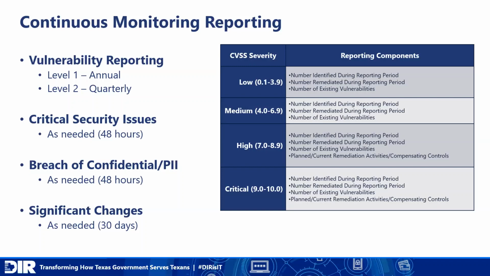Then, critical security issues. If the vendor identifies a significant security flaw within their product that could impact the CIA, confidentiality, integrity, availability, of a state of Texas system or data, they need to notify DIR within 48 hours of that discovery. And again, aligned with the existing breach notification requirements, the vendor needs to notify DIR within 48 hours of a breach of state of Texas confidential information or personally identifiable information. Obviously, there are caveats if law enforcement are involved, et cetera, but that's the standard we have set forth for informing DIR in a timely fashion.